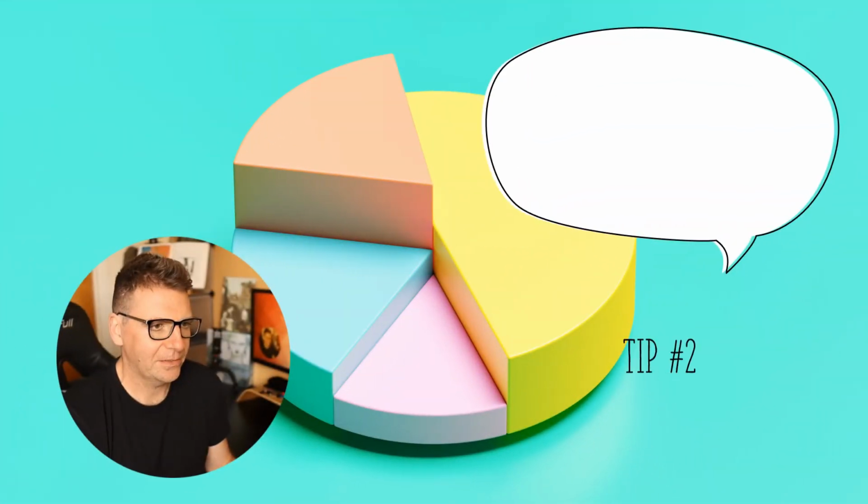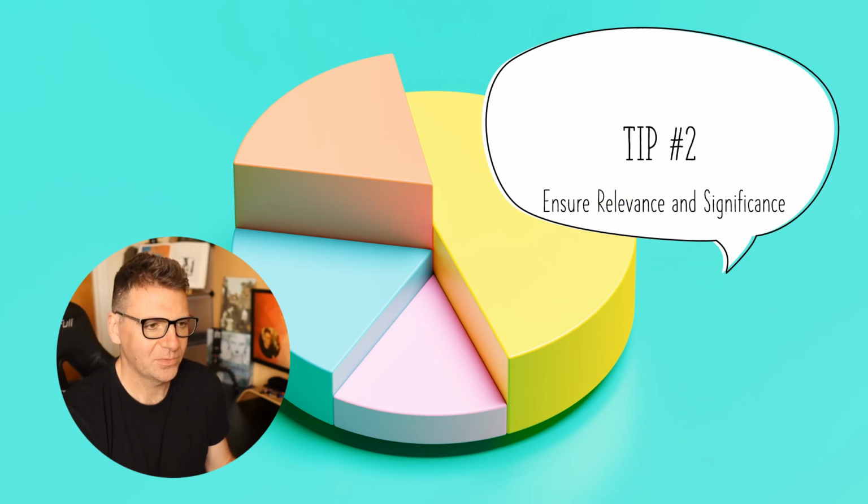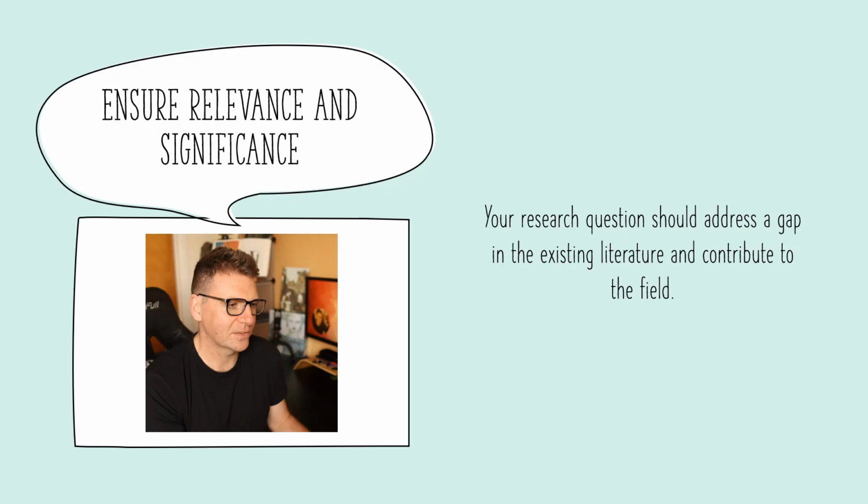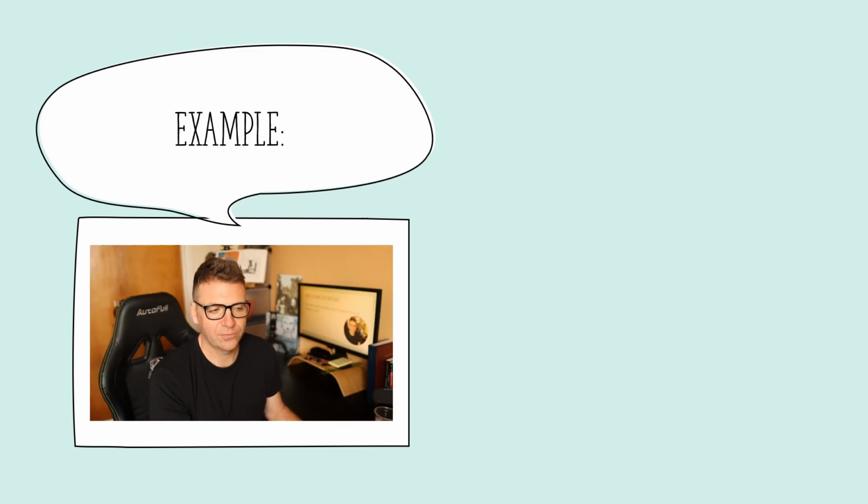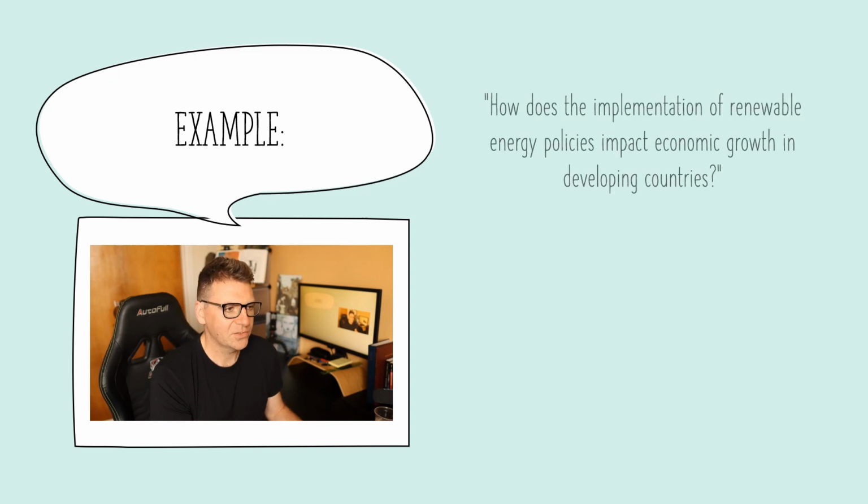And there I am again. Tip number 2, ensure relevance and significance. Now, what does that mean? Your research question should address a gap in the existing literature and contribute to the field. And here's a good example of that. So how does the implementation of renewable energy policies impact economic growth in developing countries?